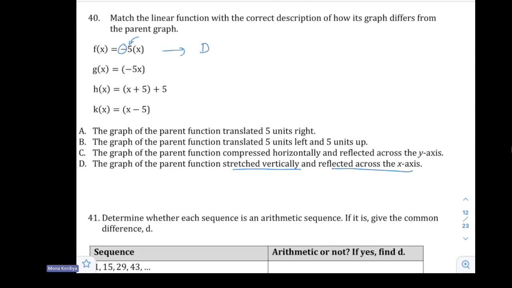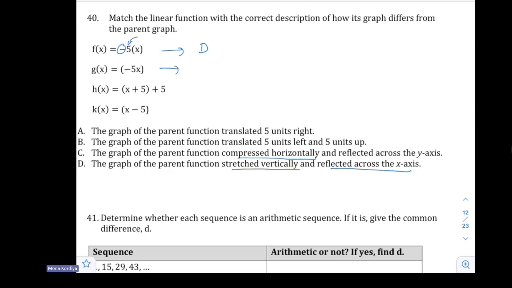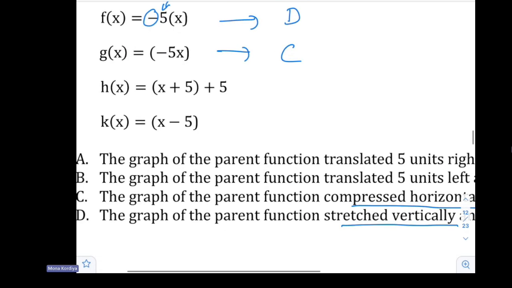Here, the same exercise as we have done just now, but inside the bracket. So everything will be the opposite. So this reflection will be across the y-axis, and instead of stretched vertically, it will be compressed horizontally, which matches choice C, I guess. Yes, compressed horizontally and reflected across the y-axis. So this is C.